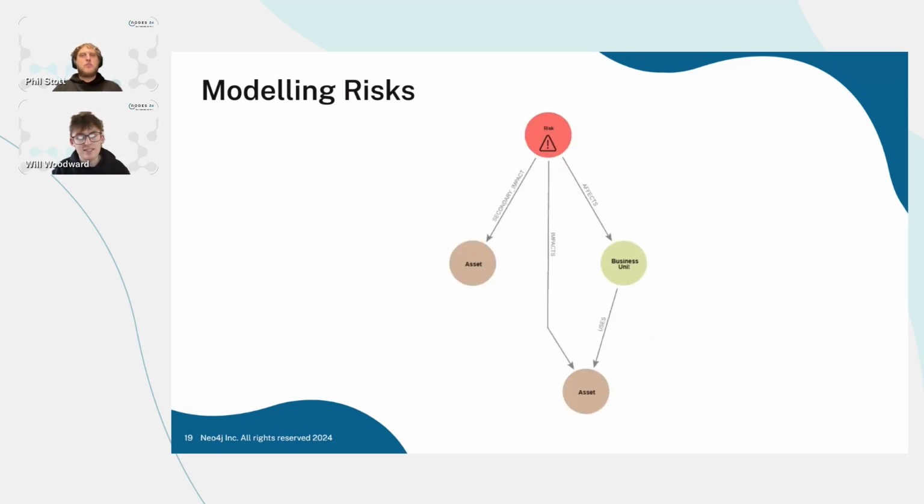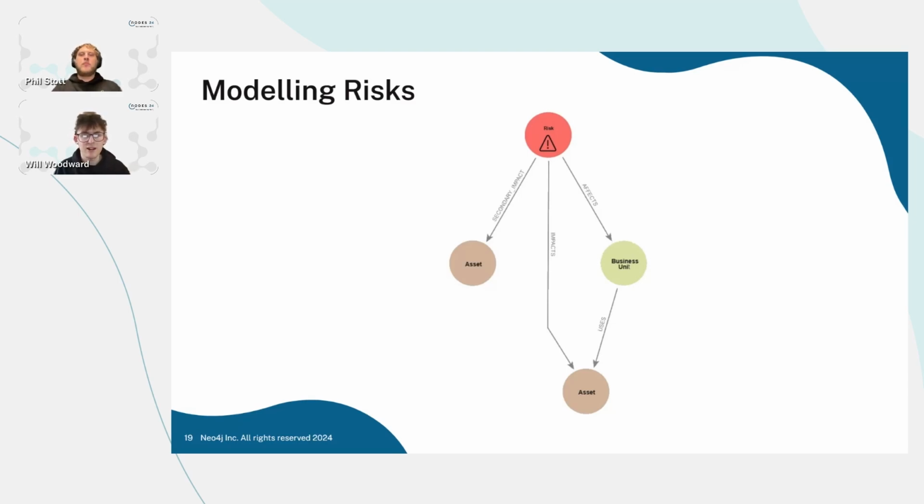We can even see, this looks slightly more complicated, but I promise it's not too bad, the relationships between business units and assets. And the way we've defined it in our risk register is a risk will have a primary impact on an asset. And then that asset will be used by a business unit.